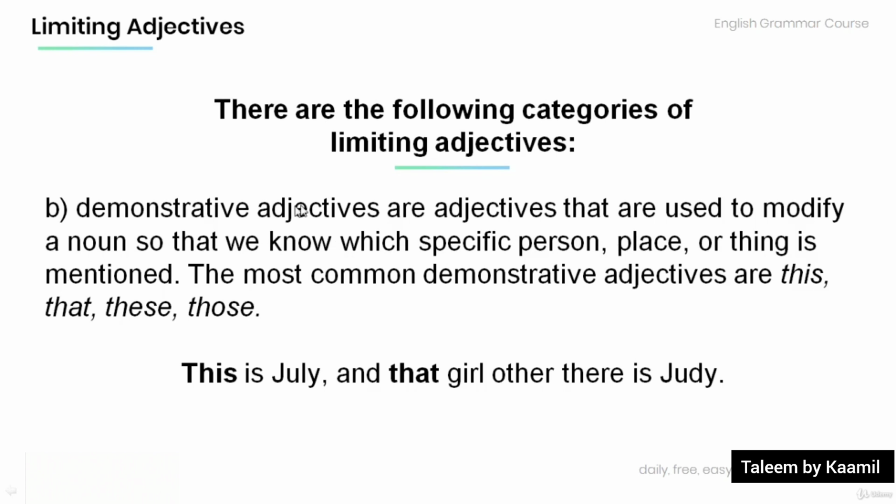B. Demonstrative adjectives are adjectives that are used to modify a noun so that we know which specific person, place, or thing is mentioned. Now, the most common demonstrative adjectives are this, that, these, and those. Have a look at the example below. This is July, and that girl over there is Judy.